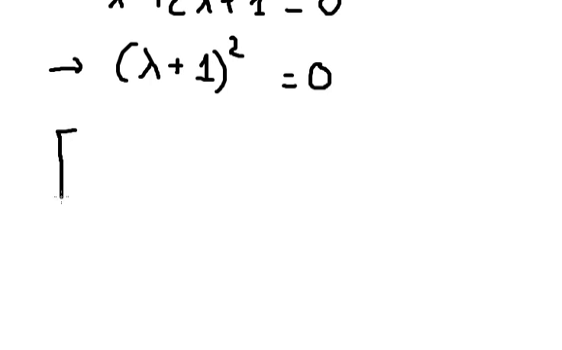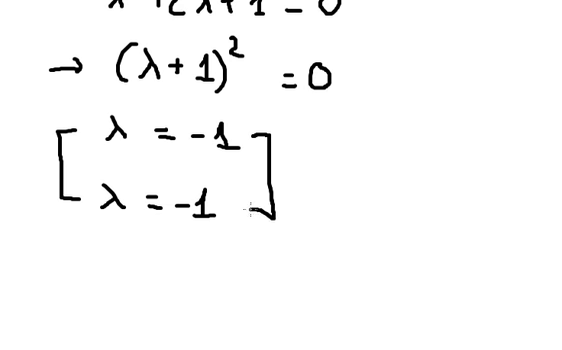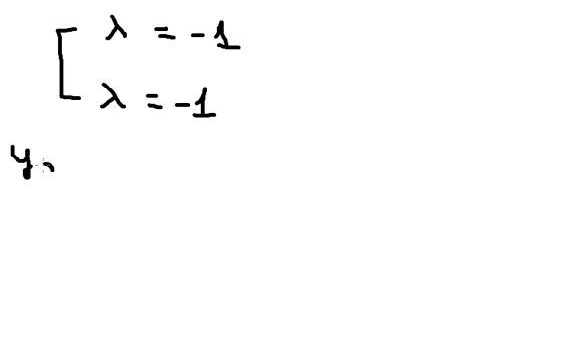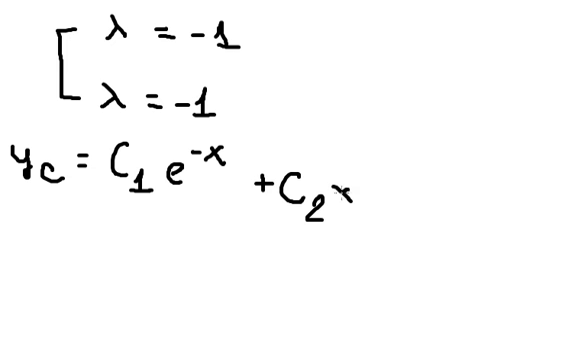So this one we have two solutions. We have lambda equals to negative number 1 and lambda equals to negative number 1. Because we have two solutions at the same time, I will put yc equals to c number 1, that is the constant number 1, e to the power of negative s. We change lambda into negative number 1 because they have the same solutions. So we put c number 2 and later we put s e to the power of negative s.